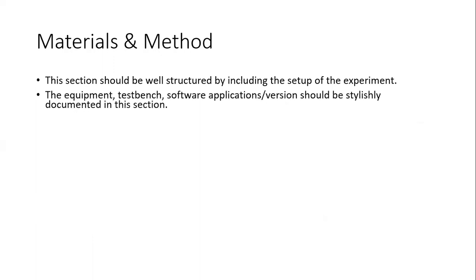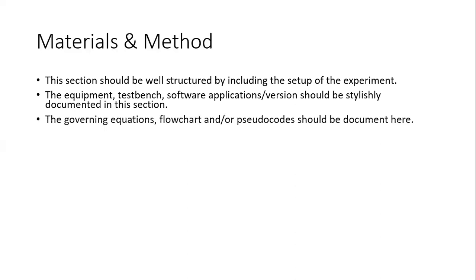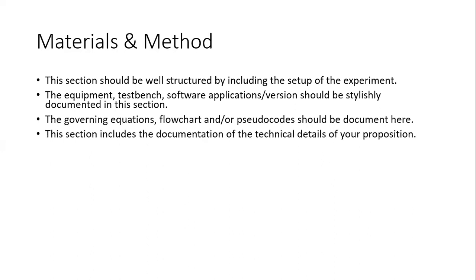Then the materials and method. This section should be well structured by including the setup of the experiment. So the equipment, test bench, software applications like versions, should be stylishly documented in this section. Now, the governing equations, flowchart, or pseudocodes should be documented also. In this section, the documentation of the technical details of your proposition is paramount.